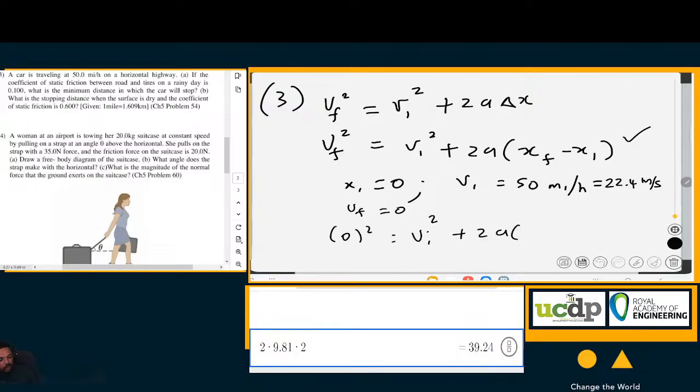That's 2a. xf is what we want. We want the distance. x initial is 0, v final is 0, and then v initial is 22.4. So if I rewrite this, it is v initial squared plus 2axf. That falls away, that's squared, this is 0.